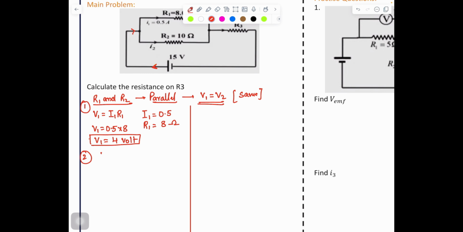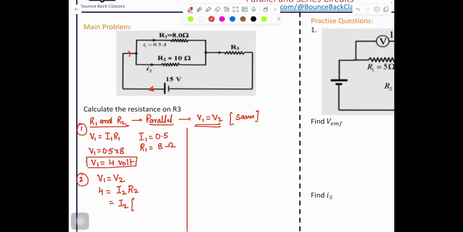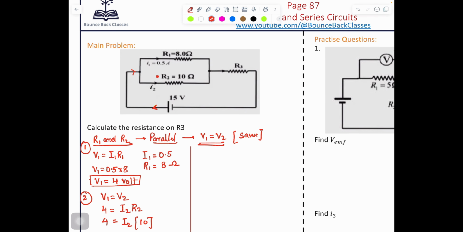Now part 2. As we know, V1 is equal to V2. Put the values: 4 equals I2 R2. We don't know I2. What is R2? Just check, this is your R2, which is 10, and here is 4. So what is the value of I2? 4 divided by 10, which is equal to 0.4 ampere. Fine? Clear? Okay.